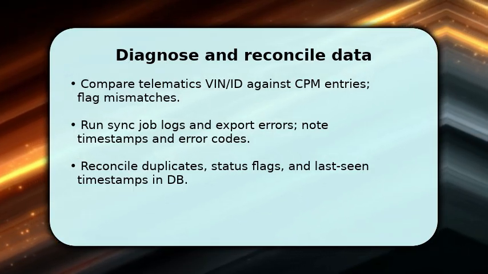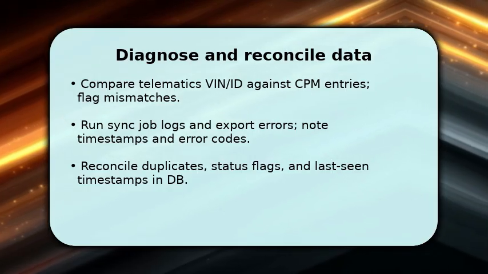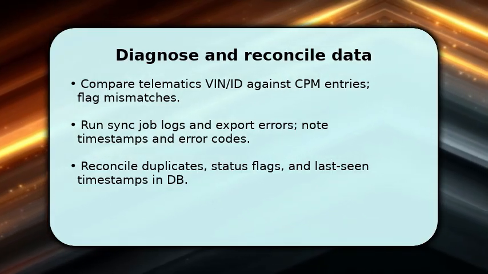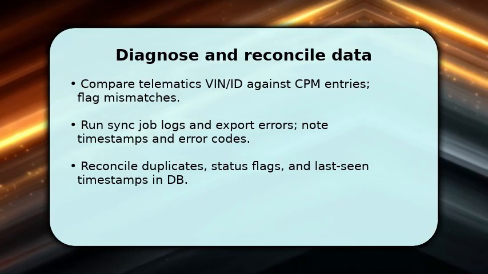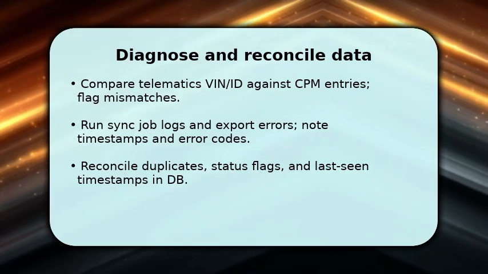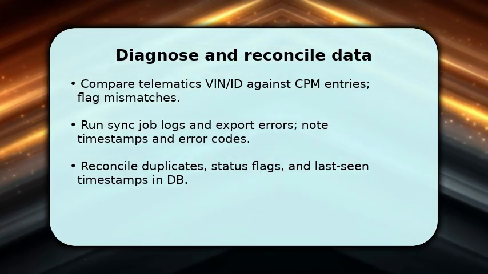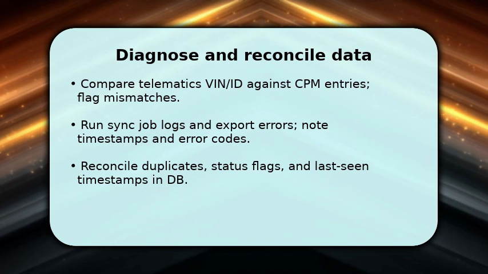If entries are duplicated or flagged inactive, update the CPM database to match the telematics source of truth and rerun the sync. Make sure you correct time zone or timestamp format differences because those silently mark cars unavailable. Once corrected, trigger an immediate inventory refresh and watch for the cars to transition to available.